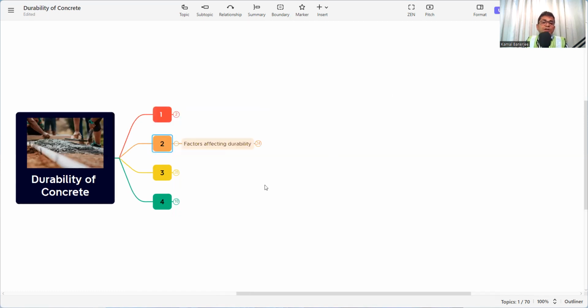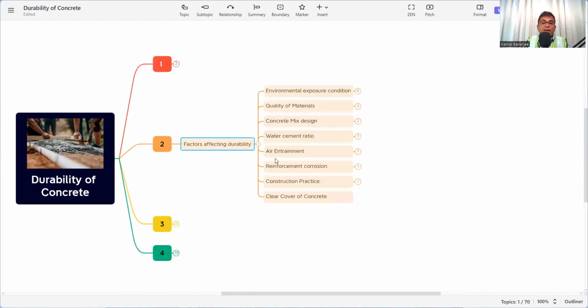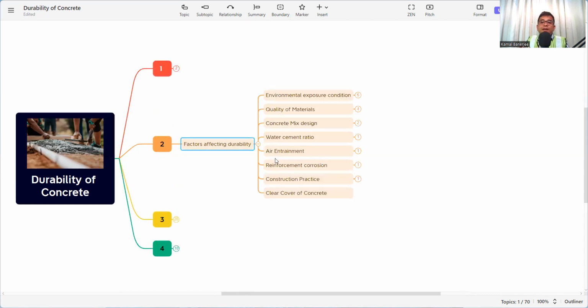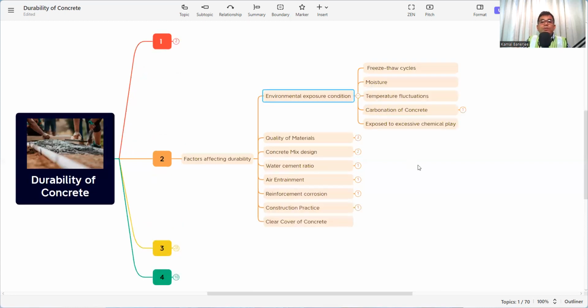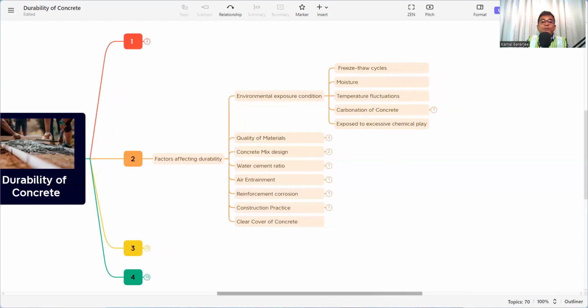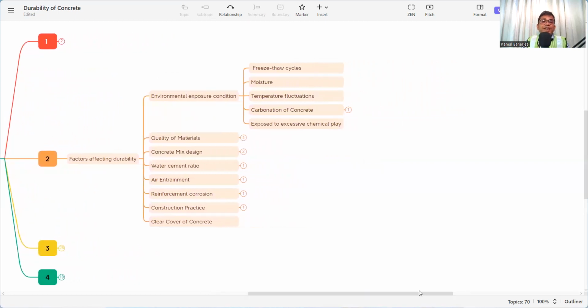The next part is, what are the factors affecting durability? There are so many factors affecting concrete durability. The first thing is environmental exposure condition, which we have already discussed. According to that, the concrete behaves and the concrete lifespan deteriorates. So what are the factors of environmental condition? That is the freeze-thaw cycle. What does it mean?